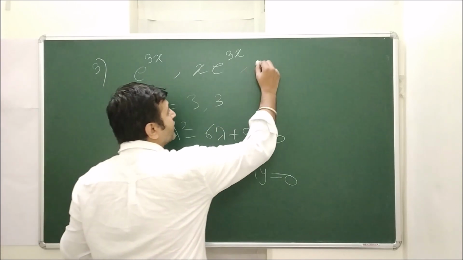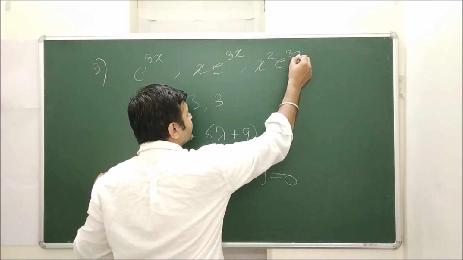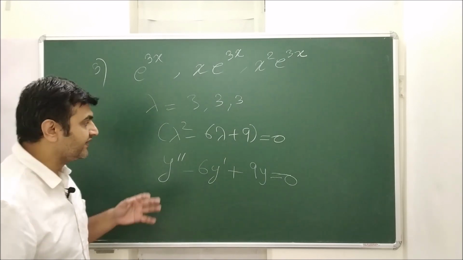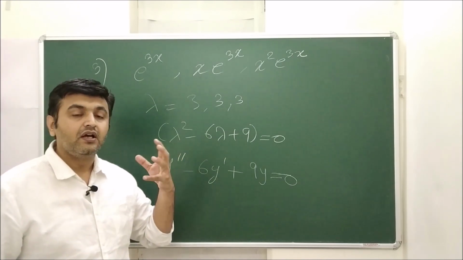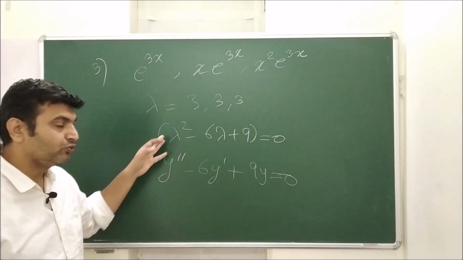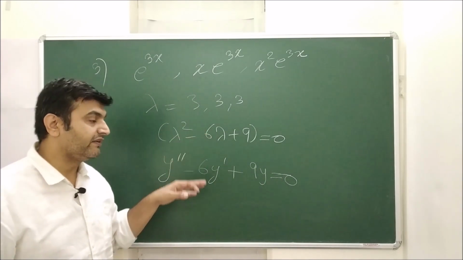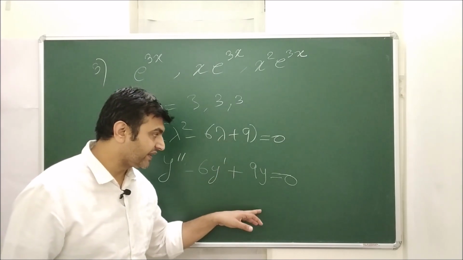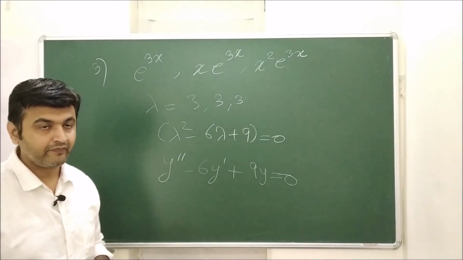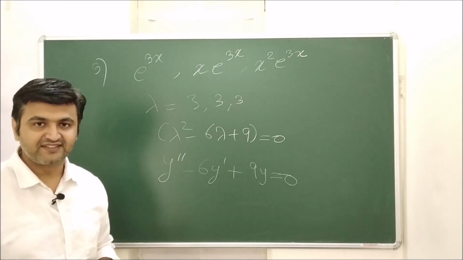So that's what you have to do when you see the product of polynomial and exponential. Suppose I give you one more, x square e raised to 3x, that means 3 is repeating 3 times. In that case the auxiliary equation will be lambda minus 3 the whole cube. Expand that, replace lambda cube by y triple prime, lambda square by y double prime, lambda by y prime, and the constant by that constant into y. Okay, let's go for the fourth example.